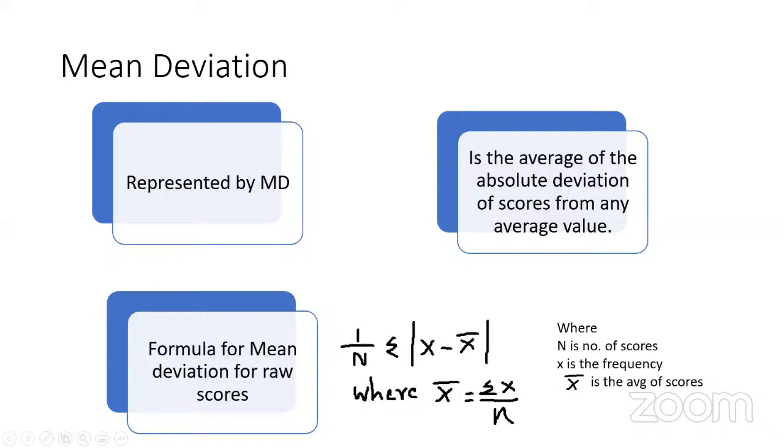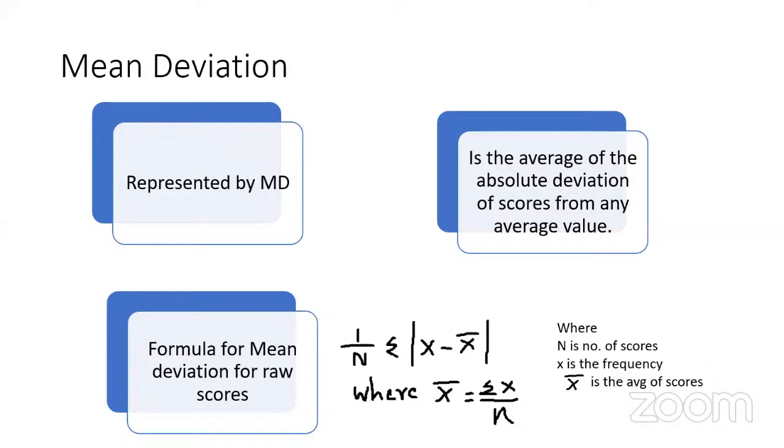So mean deviation, represented by MD, is the average of absolute deviations of scores from any average value. Any average value means any mean value. The formula for this is 1 by n, where n is the number of observations, times the sum of modulus of x minus x bar.